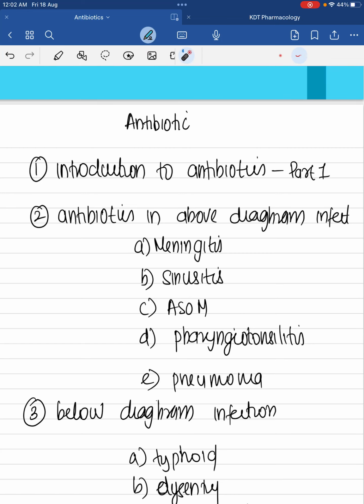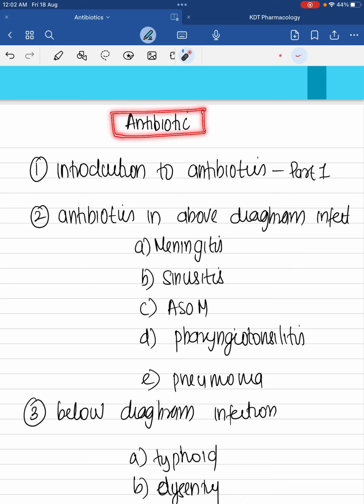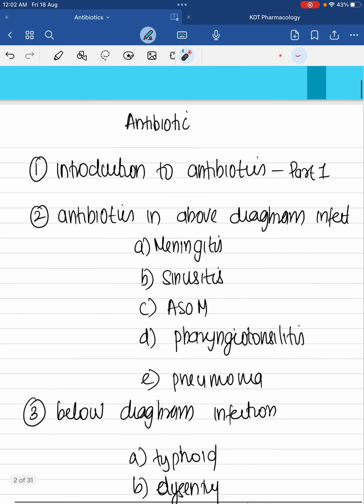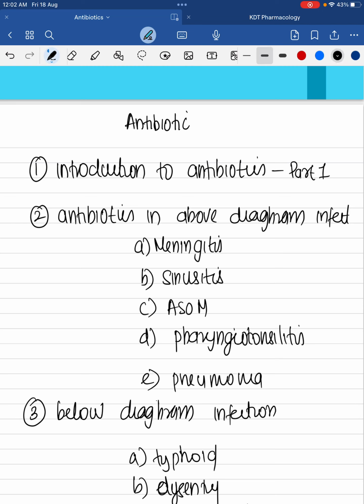Okay, hello. Today we will be discussing antibiotics, the first part of this lecture. The antibiotic topic: how to choose. The main aim of this lecture is to make you understand how to choose an antibiotic in different infections in the pediatric age group. We have to discuss this in four parts.